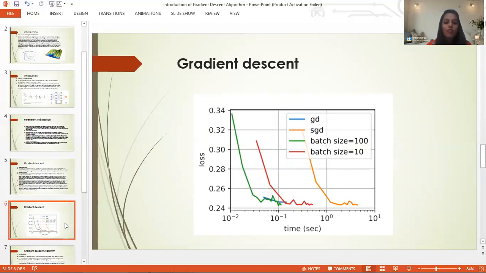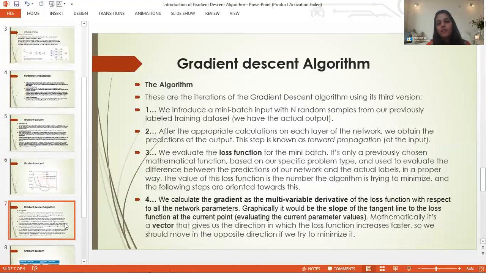And here we also use this kind of approach in the gradient descent algorithm. This algorithm uses the mini batch gradient descent method, and we introduce a mini batch input with random samples from all previously labeled training data set. For example, if I have a data set of 100, I divide it into 10 mini batches with a size of 10 each.